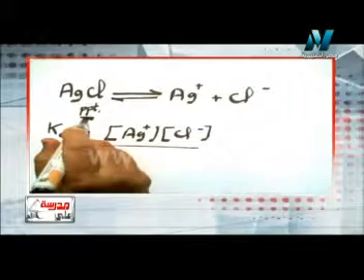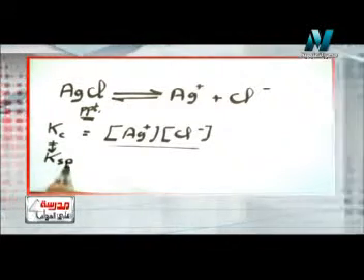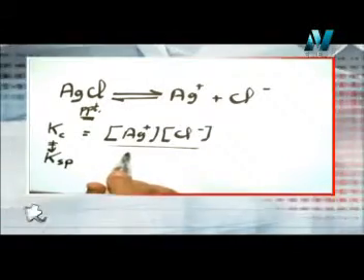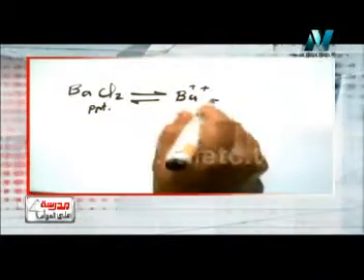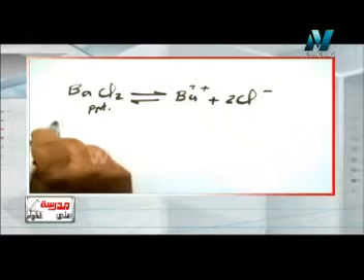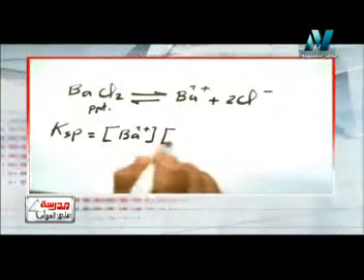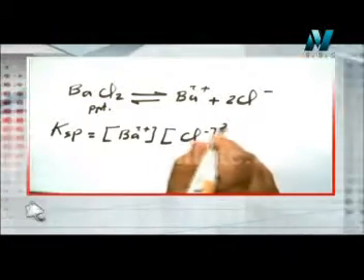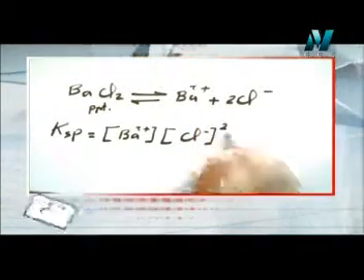And this is a precipitate substance. We call this constant Ksp, solubility product. What about the value of this equation? For example, if it is BaCl2, this is a precipitate also, barium positive 2 plus 2Cl negative. So Ksp will be the concentration of barium positive 2 times the concentration of Cl raised to the power 2. What about the 2 here? We must write the 2 as a power of this concentration.